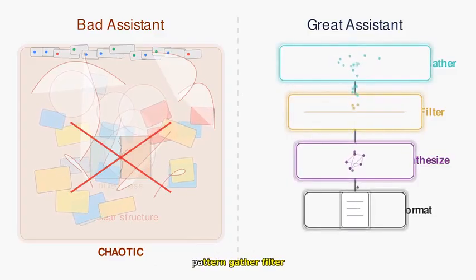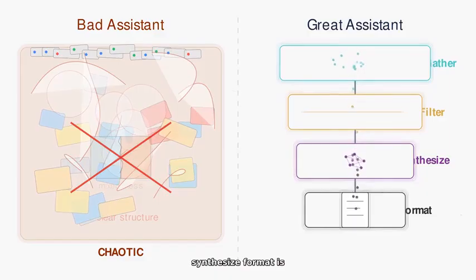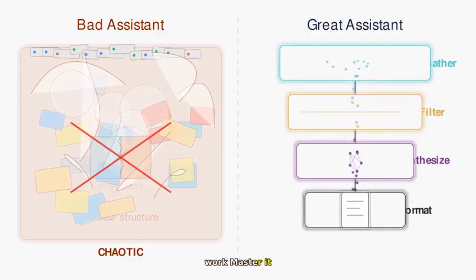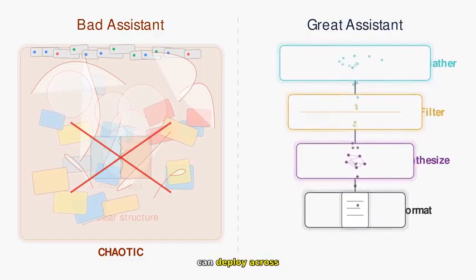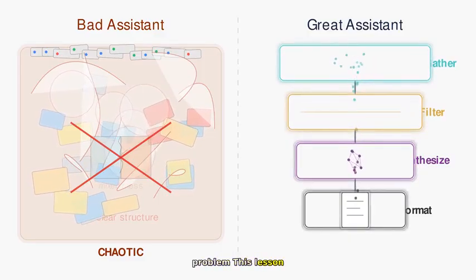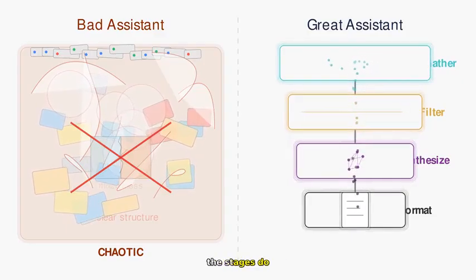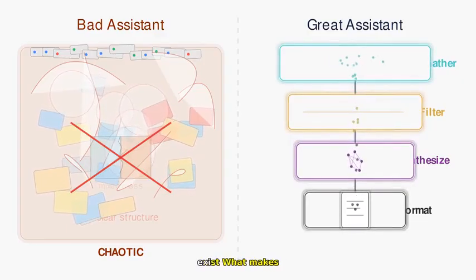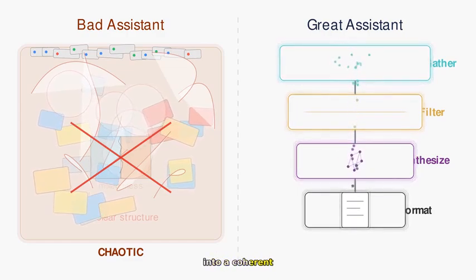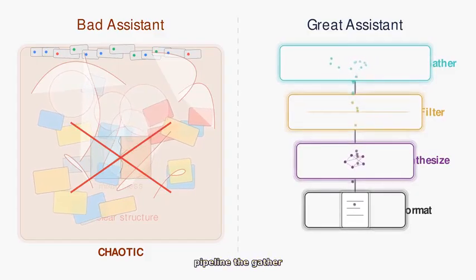This 4-phase pattern, gather, filter, synthesize, format, is the single most reusable pipeline structure in AI-assisted work. Master it, and you have a template you can deploy across almost any research, writing, or analysis problem. This lesson is about understanding that pattern deeply, not just what the stages do, but why they exist, what makes each stage work well, and how the stages connect into a coherent system. Let's start at the very beginning of the pipeline, the gather stage.